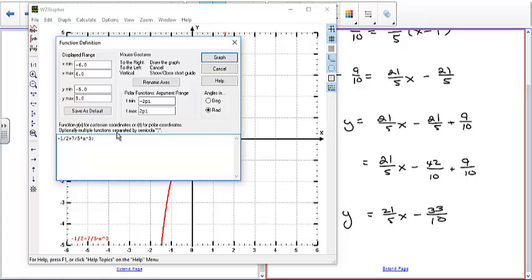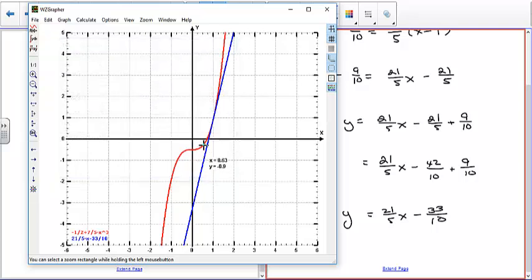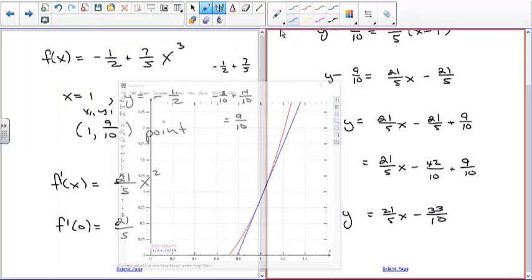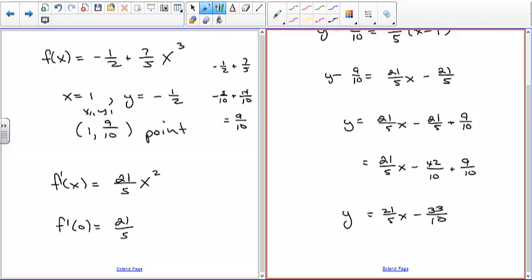And then we put the line in, 21/5 times x minus 33/10, and we graph it. And lo and behold, you can see at x equals 1 that the blue line, which is the equation for the tangent line, is tangent to the red curve. So we did it correctly, which is great.